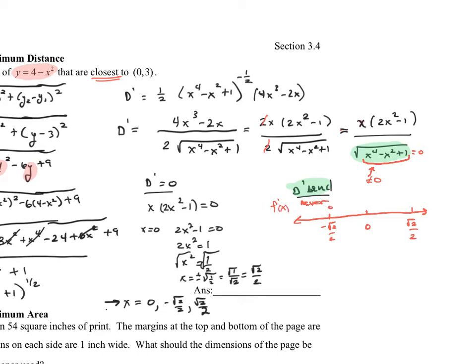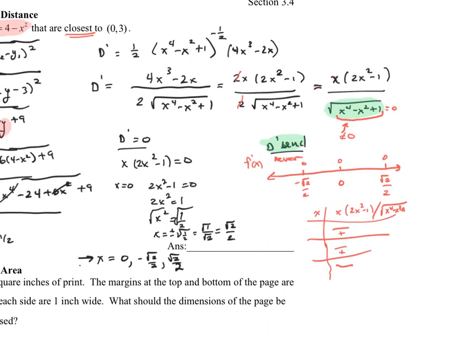Remember, at these points, the derivative was equal to 0 at all three of those points. I'm going to choose some test points. I'm going to throw it into the factored form of the derivative, 2x squared minus 1, all over the square root of x to the 4th minus x squared plus 1. Again, though, we know that that denominator is always positive, so we don't have to worry about that. I'll put that over a positive number each time.